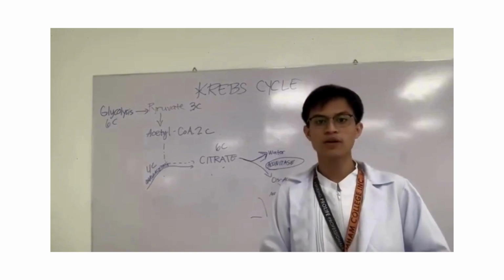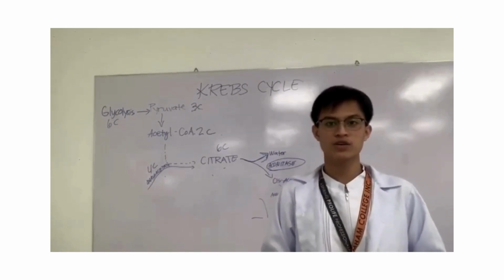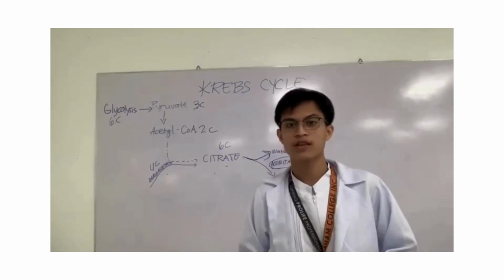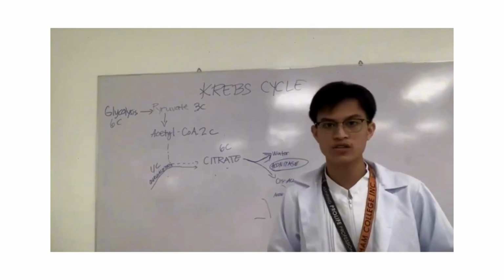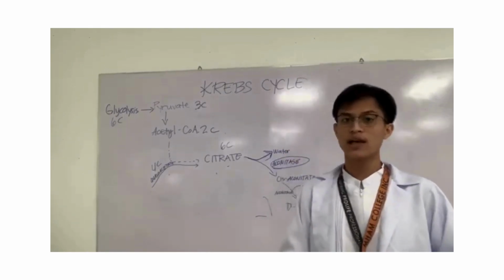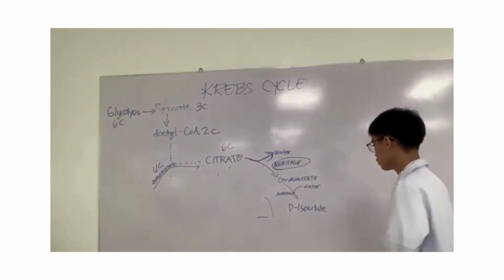isocitrate becomes more vulnerable to oxidation as a result of the rearrangement, which changes the location of the carboxyl and hydroxyl groups. The isocitrate is oxidized into alpha-ketoglutarate by the enzyme isocitrate dehydrogenase, and in this reaction, a molecule of NAD is reduced to NADH, and a molecule of carbon dioxide is generated. Hence, alpha-ketoglutarate is a 5-carbon compound since one carbon is lost as carbon dioxide.